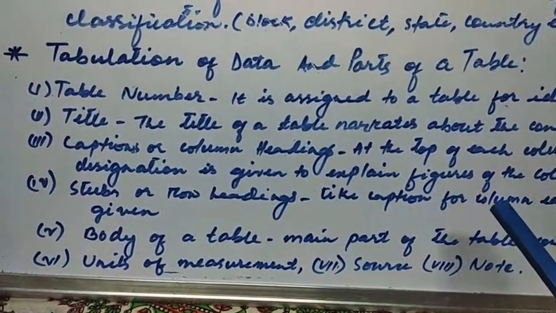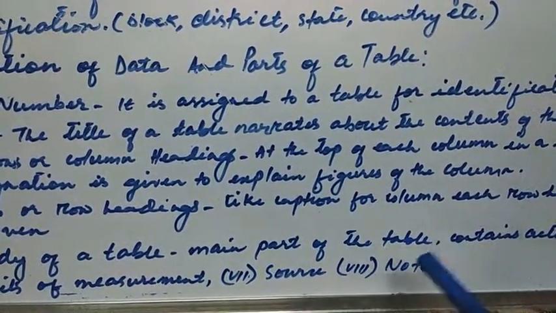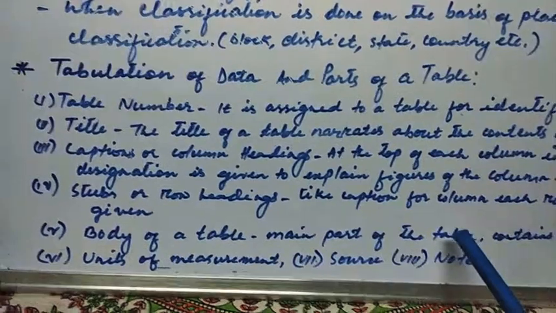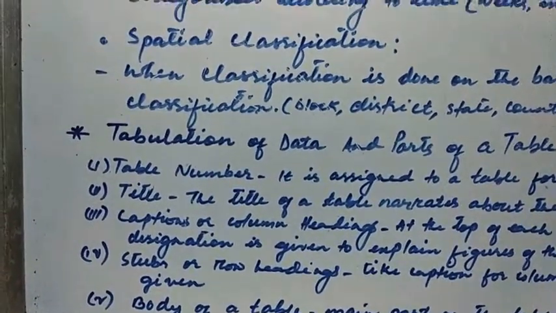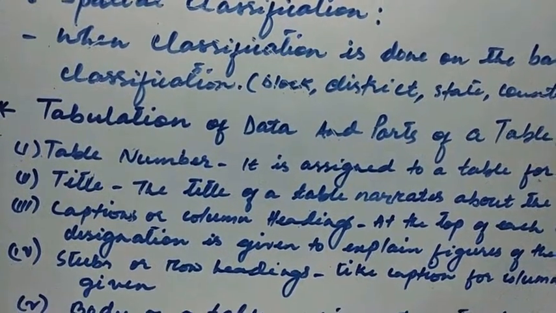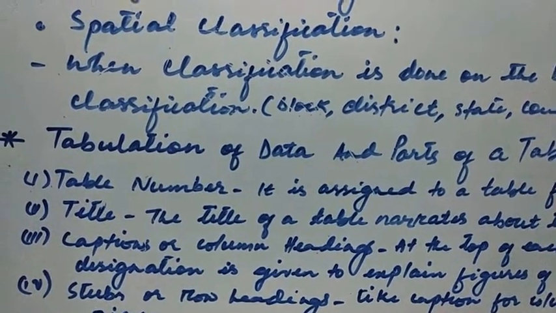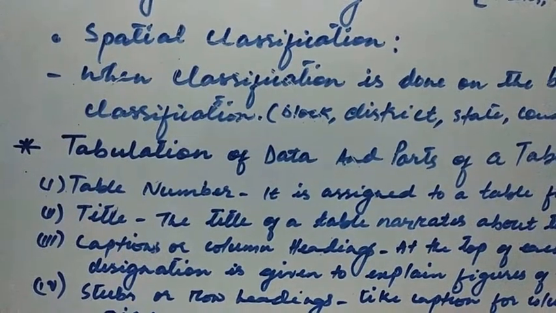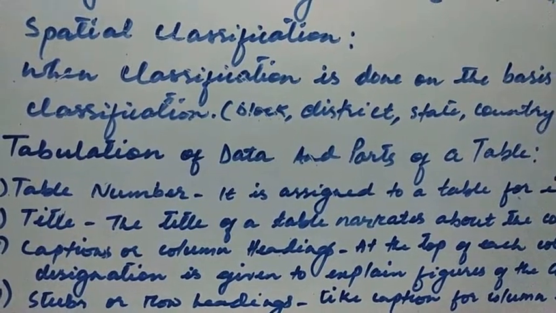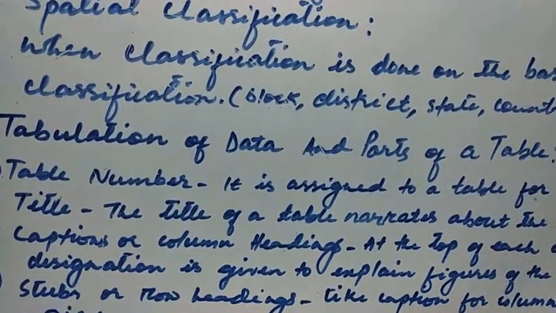And the most important part is the body of a table. The body of a table is the main part of the table, and it contains the actual data. Then unit of measurement. The unit of measurement of the figures in the table, the actual data, should always be stated along with the title. If different units are there for rows or columns of the table, these units must be stated along with stubs or captions. If figures are large, they should be rounded up, and the method of rounding should be indicated.